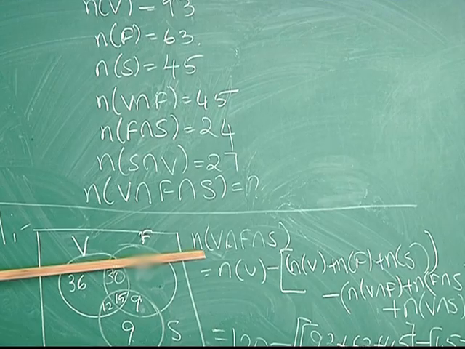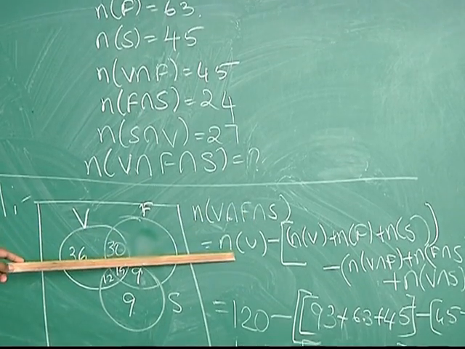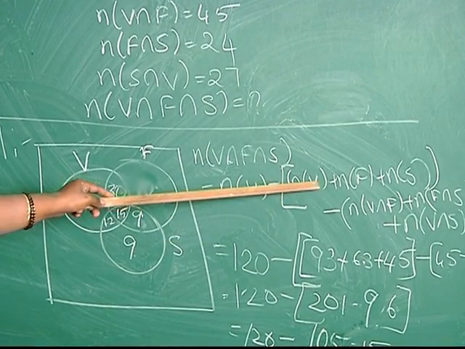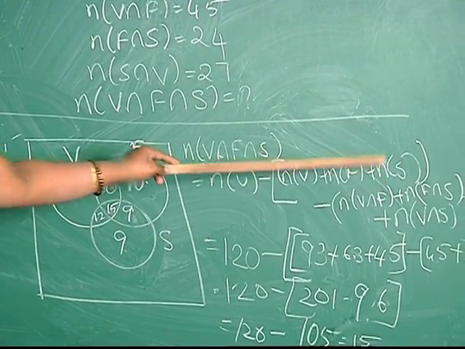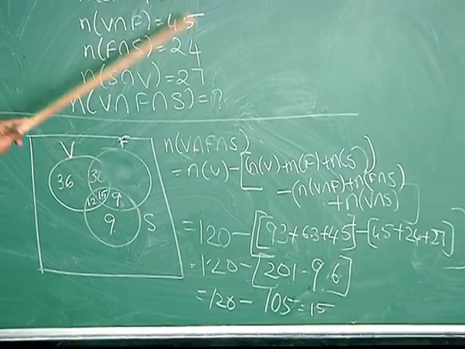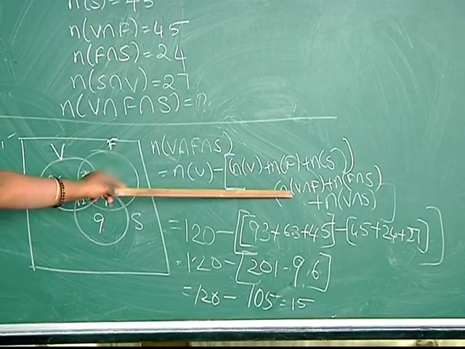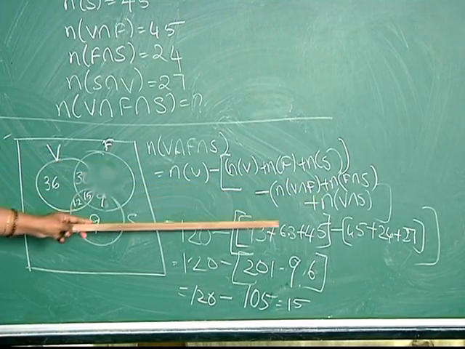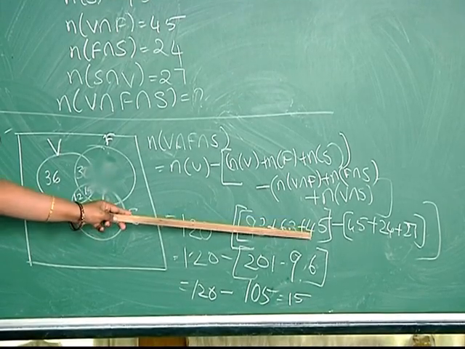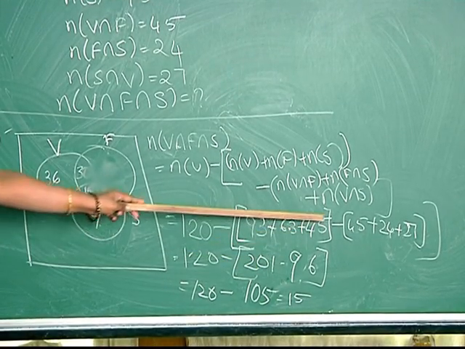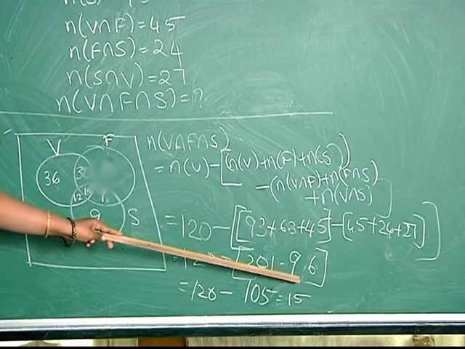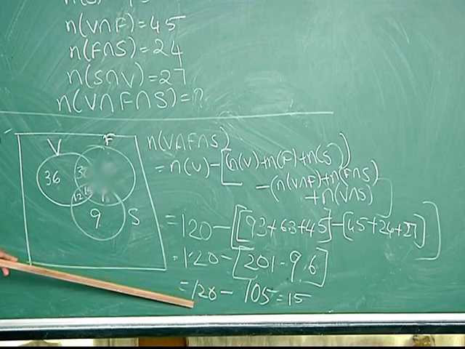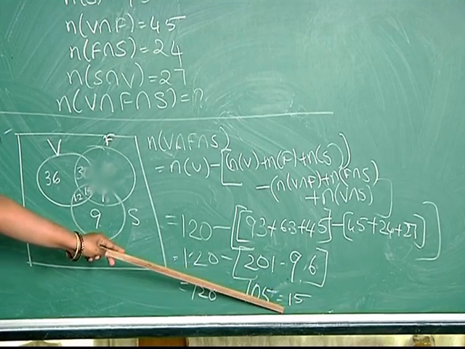So the formula for how many will grow all the three is: total farmers, 120, minus n of V plus n of F plus n of S, we need to add all the three and subtract from it n of V intersection F, F intersection S, V intersection S. So 93 plus 63 plus 45 is 201, 45 plus 24 plus 27 is 96. When you subtract these two, you are getting 105. 120 minus 105 is 15.